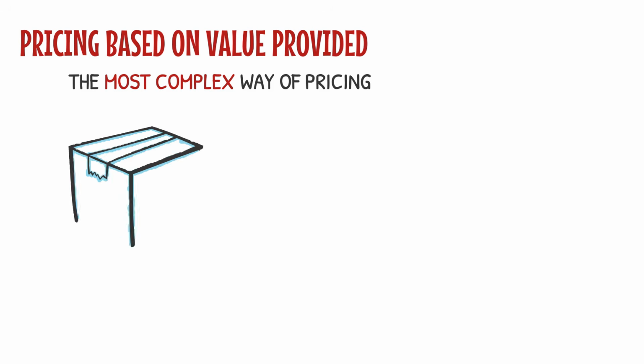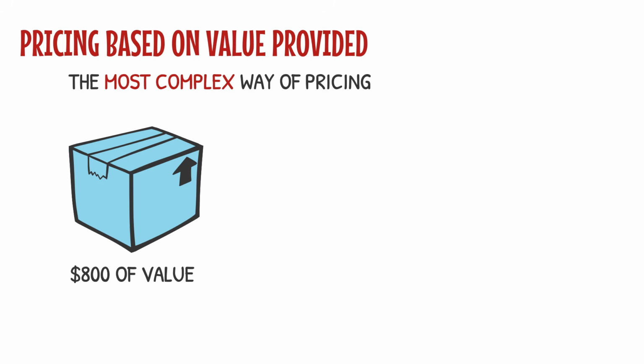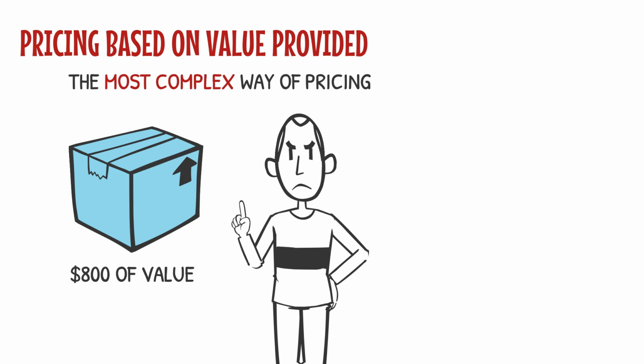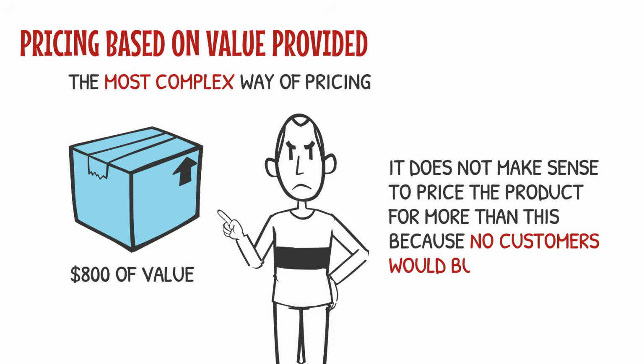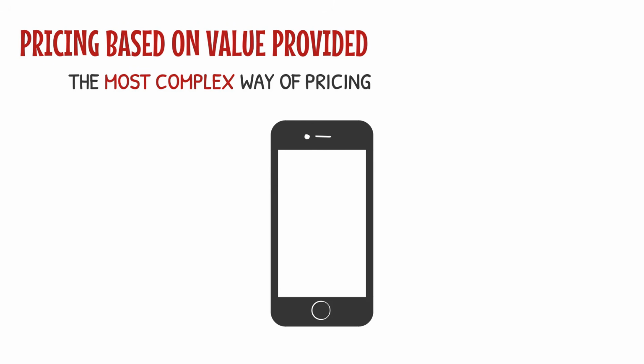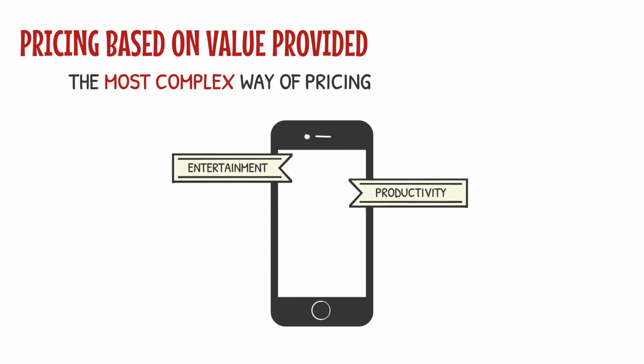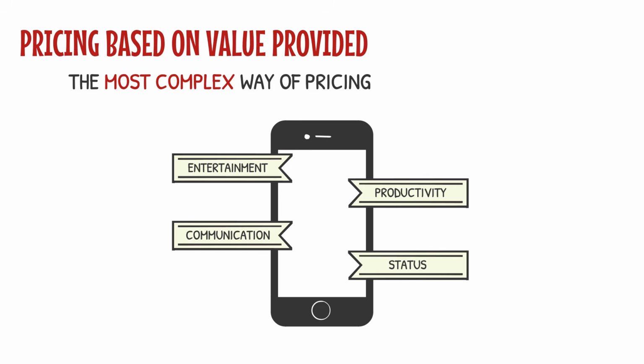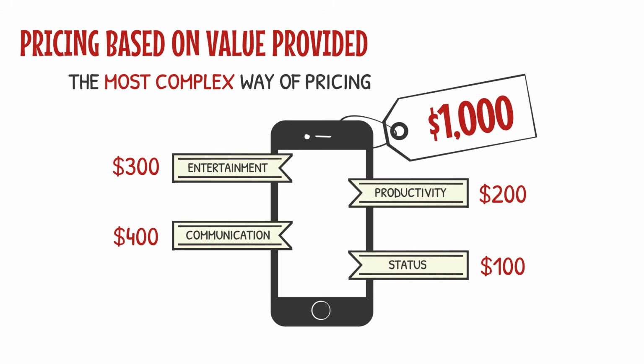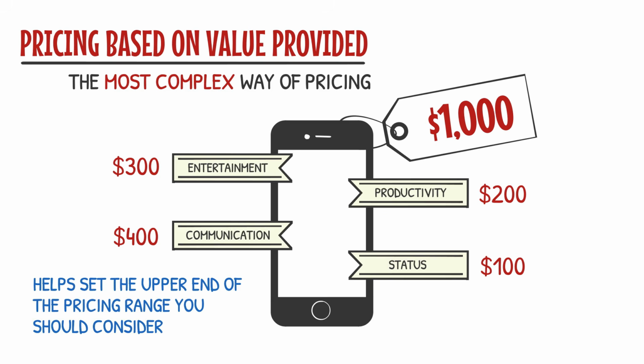For example, if a product provides $800 of value to the customer, they will not be willing to pay more than $800 for it. It does not make sense to price the product for more than this because no customers would buy it. For example, the iPhone provides various benefits such as entertainment, productivity, communication, and status. If customers get $300 of value from entertainment, $200 of value from productivity, $400 from communication, and $100 value from status, customers would be willing to pay a maximum of $1,000. Pricing based on value provided helps set the upper end of the pricing range you should consider.